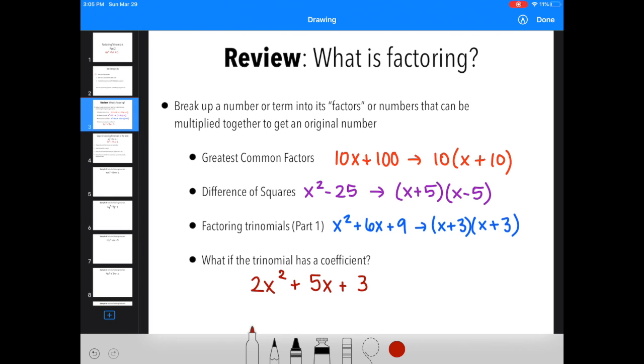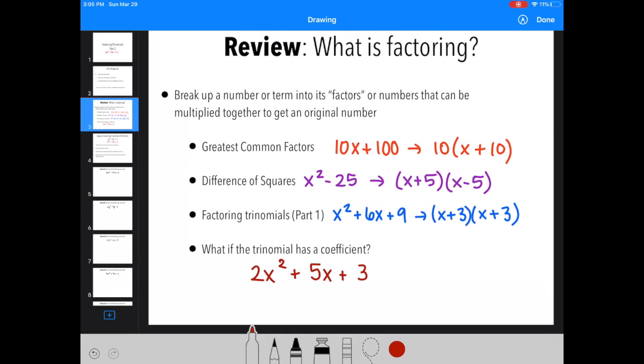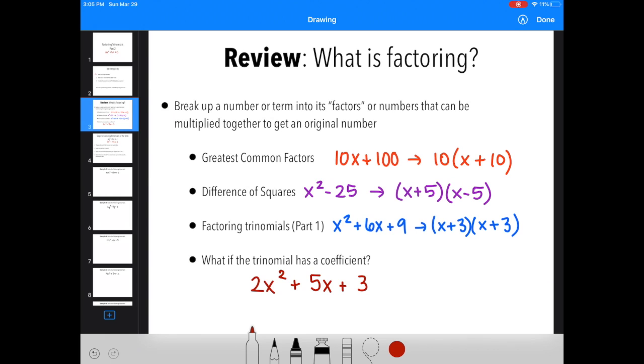All right, let's do a little bit of review of what factoring is. For this section, I like throwing this review in here at the beginning because it shows the differences in the different methods we are looking at. So far, we've looked at greatest common factors. We've looked at differences of squares. We've looked at factoring trinomials part 1 in that certain form. And then today we're going to look at factoring trinomials part 2. All of these different methods you will use in certain scenarios based off the problem that is given to you.